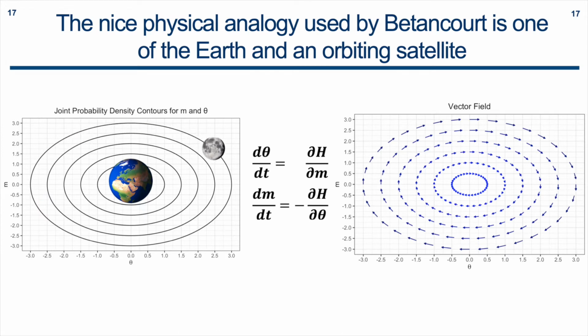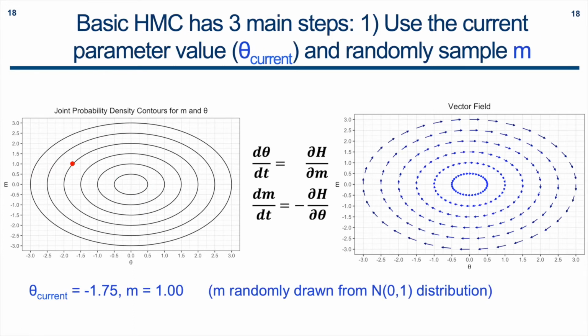And the net result of that is that vector field that we're looking at on the right, and that controls the behavior of the moon as it circles around the Earth there. So basic HMC has 3 steps. The first step is that you're going to use the current parameter value. So down here, I'm starting off on a value of minus 1.75. And the m variable has been sampled randomly, but here I'm just going to set it to a value of 1, which is that dot there.